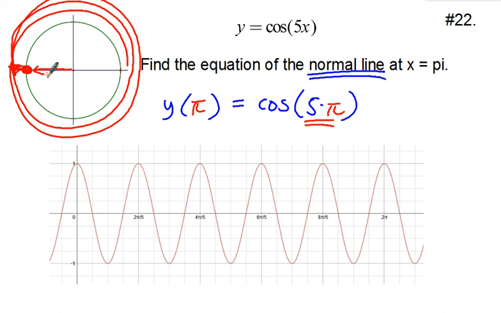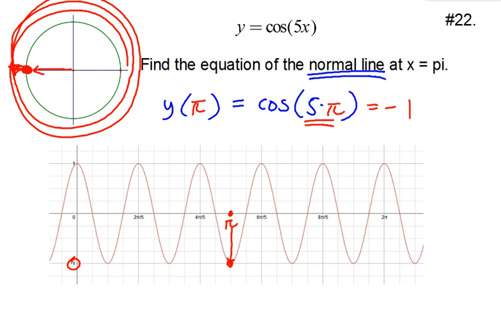So if I can find pi on here, there's pi, I would expect to see an output of -1, and that's exactly what we see. The output is -1. So that's the point on the graph that will be of interest to us, and we're expected to find an equation for the normal line. So let's go ahead and do that.